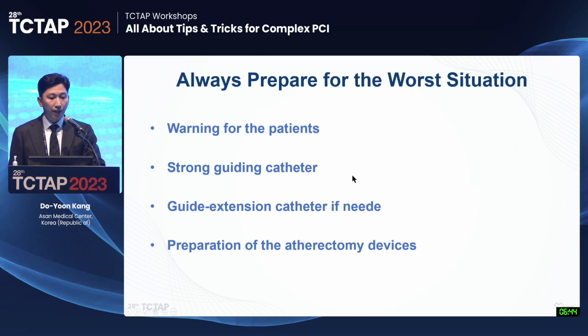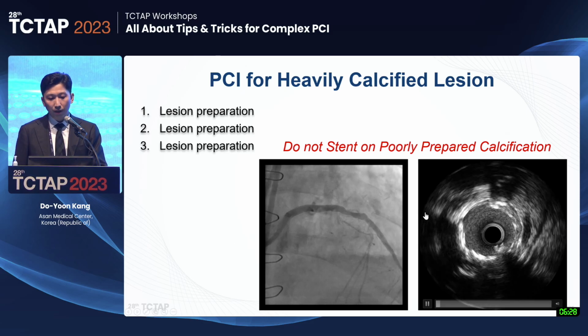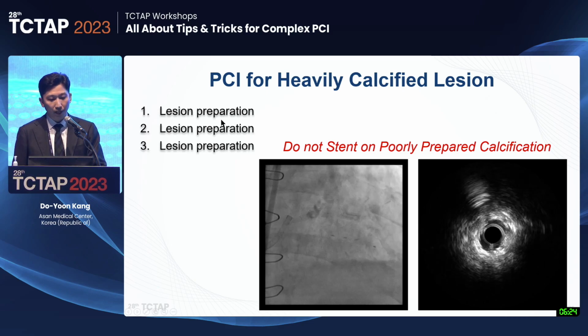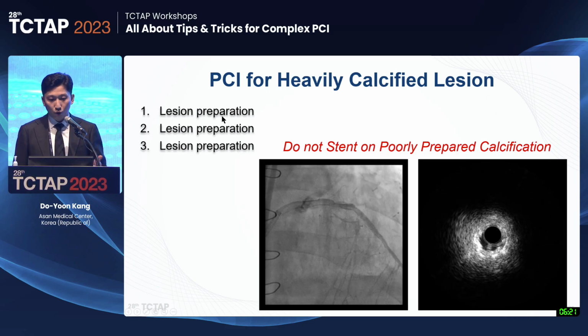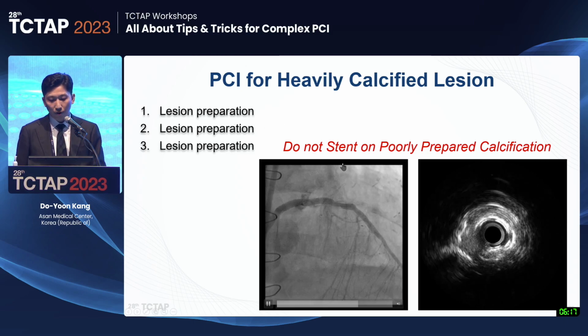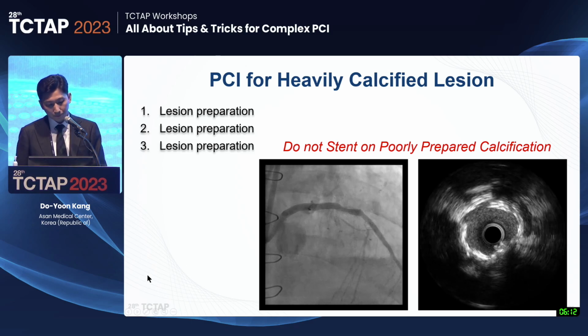During calcified lesion PCI, we should always prepare for the worst situation: warning the patient, a strong guiding catheter backup, including a guide extension catheter, and preparation of the atherectomy devices. And for PCI of heavily calcified lesions, the important thing is always lesion preparation. As two speakers already emphasized, do not stand on poorly prepared calcification. It makes a disaster.